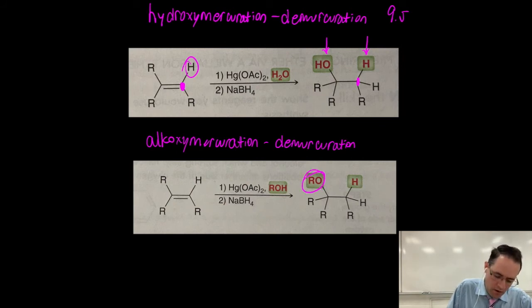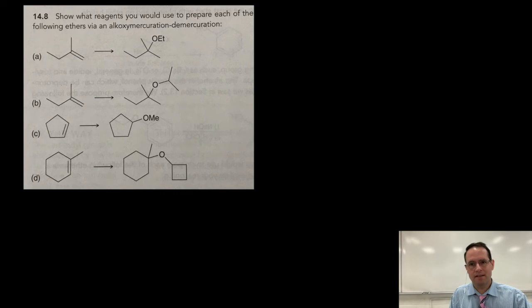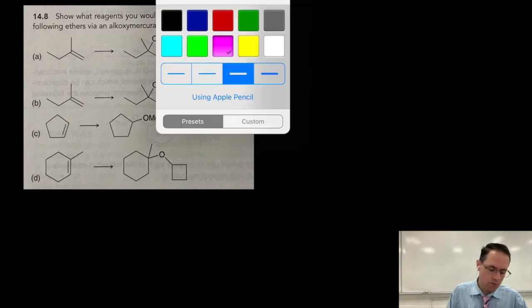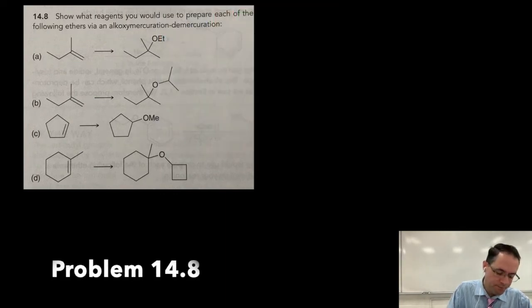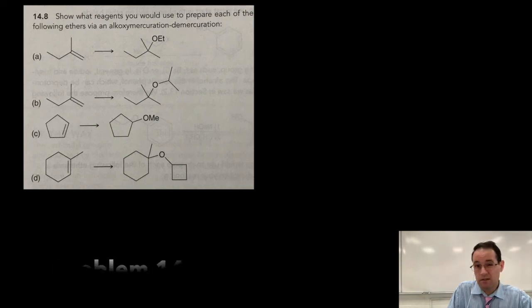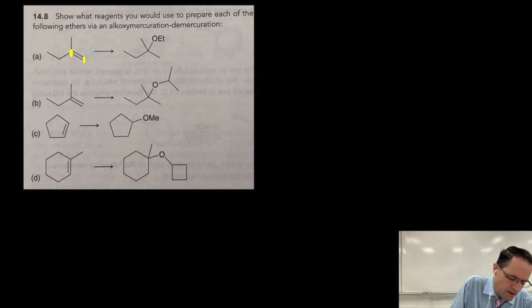So the OR group of your alcohol is going to attach again to the more substituted carbon, and the side with more hydrogens gets the hydrogen. So let's see how this works with this reaction. Again, you identify the 2 carbons of your pi bond, and you see what's been added. This is an OEt, so that's going to come from ethanol.